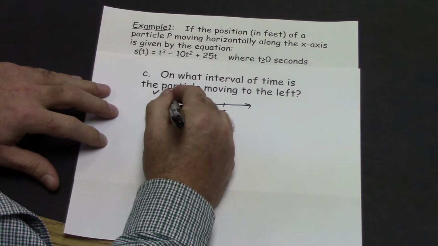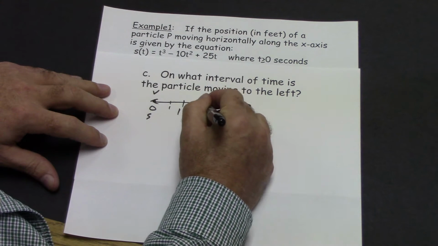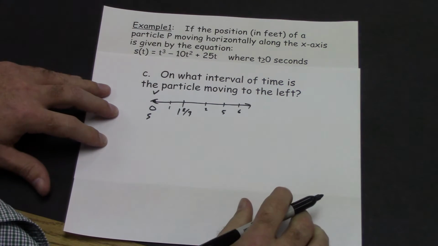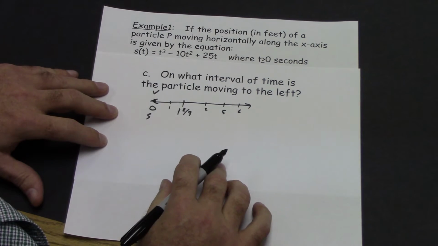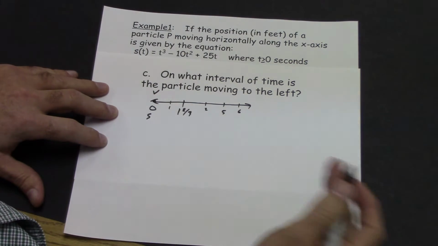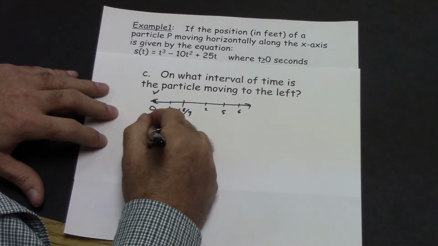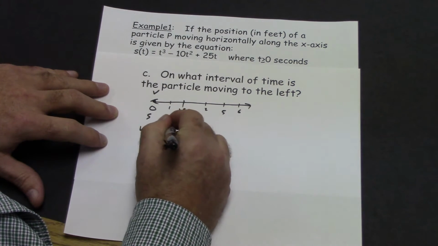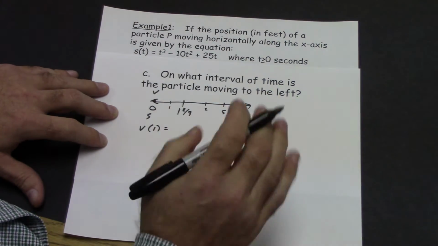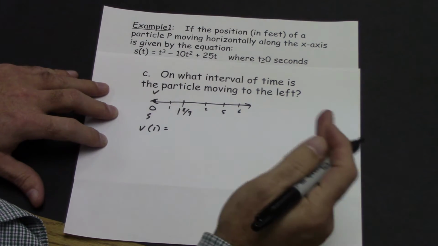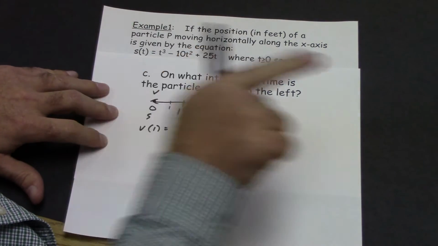We'll try 1, we'll try 2, and let's try 6. So we'll try these three test values around our two critical numbers. Let's substitute each test value into our velocity function. Keep in mind, the actual number doesn't matter. What matters is whether the number is positive or negative. If the number is negative, the particle is moving to the left.